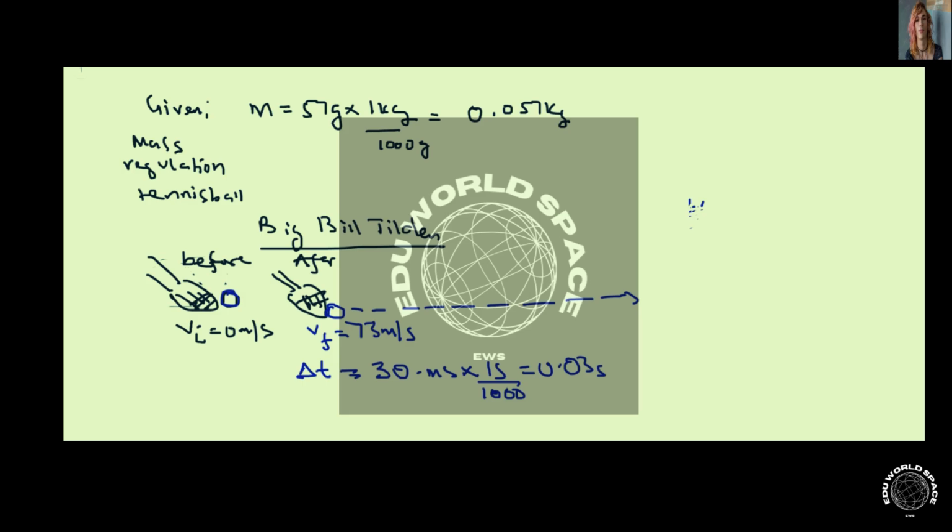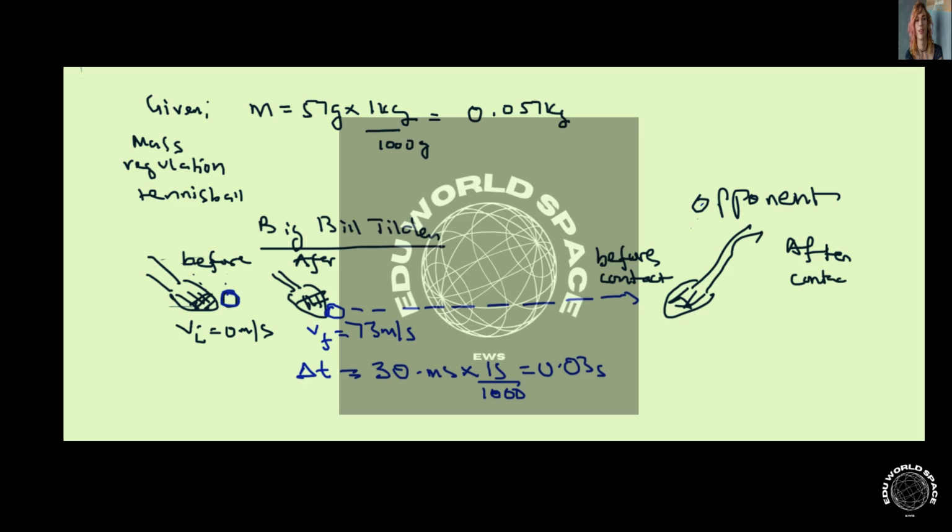The opponent happens to be on this other side, and they also have a racket. They have their own racket, so we have before contact, and then we also have after contact. After contact, the racket touches the ball, and he hits the ball. So this is before contact. After contact, the opponent hits the ball with a speed of 55 meters per second. So this is what we're given.